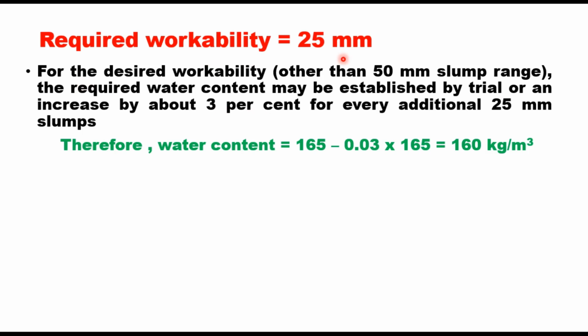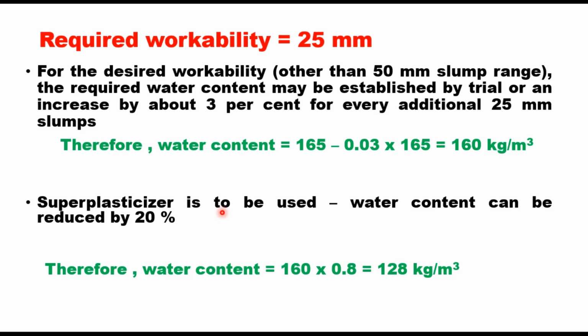Now for the workability of 25 mm, the water content which you estimated should be reduced by 3% for every 25 mm slump, plus for additional 25 mm, minus for reducing the slump, and therefore the water content would be 165 minus 0.03 into 165, that is 160 kg per meter cube. Now water reducing admixtures are also being used here, that is superplasticizer. Superplasticizer can reduce the water requirement by 20%. Therefore, the actual water to be used will be 80% of this, that is 128 kg per meter cube.